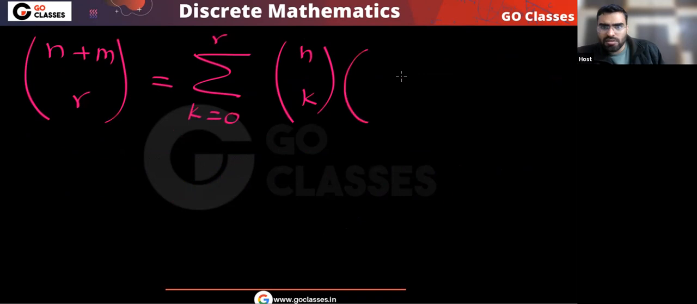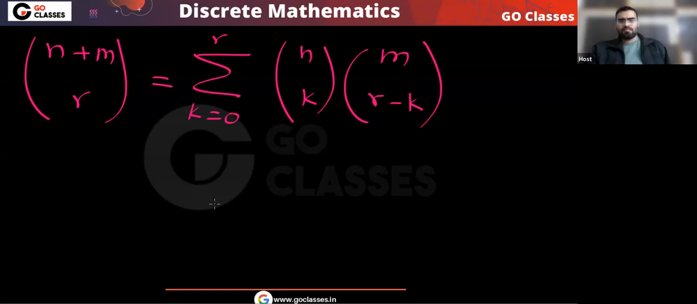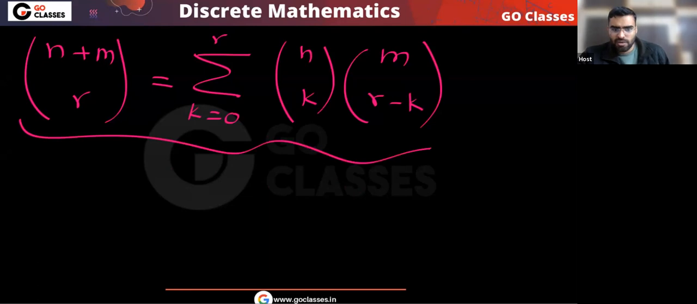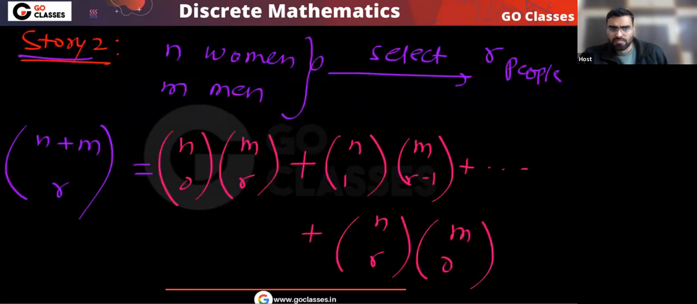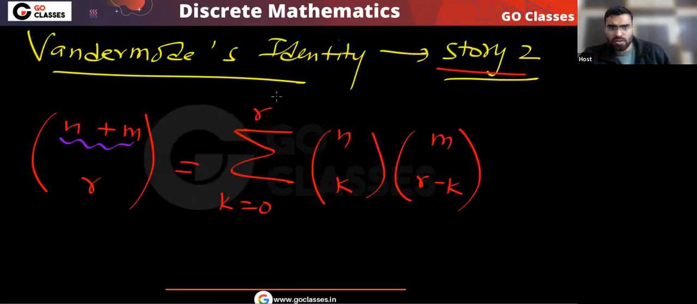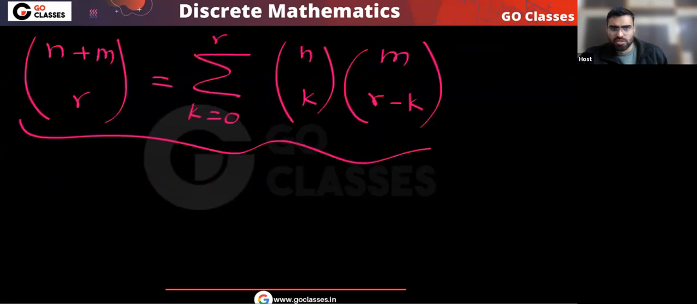You are selecting k women, and how many men are you selecting? If you are selecting k women, then you are selecting R minus k men, yes or no? Because in total we want R. Is this clear to everyone? So this is your Voldemort identity. This is another story, and it is useful whenever you see this type of situation. You can use this story.